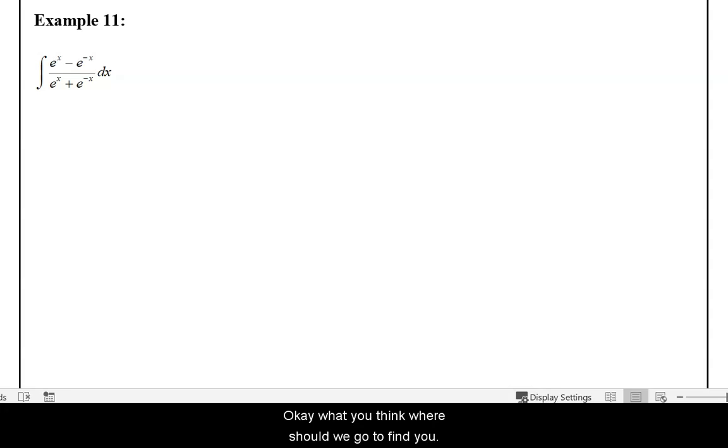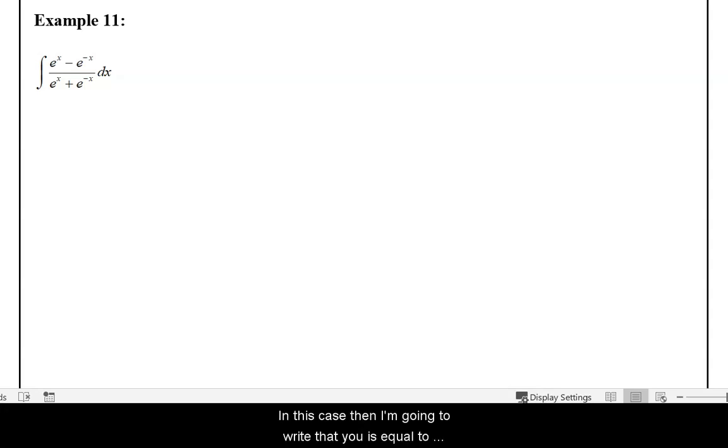Okay, what do you think? Where should we go to find u? Is the numerator significantly more complicated than the denominator? No. When I say more complicated, I mean you have a composition of functions that makes it more complicated, or additional factors that makes it more complicated. I have two terms in the numerator that are subtracted and two terms in the denominator that are added. One is not more complicated than the other. In that case, I will almost always choose the denominator to be u. I could be wrong, but that'll be my first try.